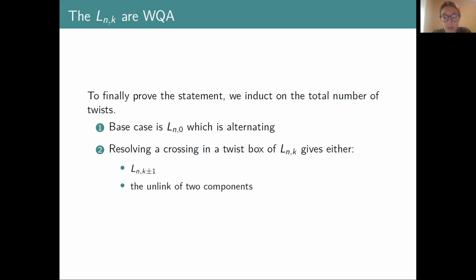And anytime I take my link L_n,k and resolve, if I do the 0 resolution, I get the unlink of 2 components. And if I do the infinity resolution, I reduce the number of crossings by 1, and depending on the sign of k, I've either added 1 or subtracted 1 from k, but I've made my knot simpler. And we're inducting on the total number of twists, so that takes us by induction into something we understand. So this is weakly quasi-alternating by the inductive hypothesis. And this we just know is weakly quasi-alternating. It is one of the base cases that we know that the unlink of 2 components is weakly quasi-alternating. So induction gives us the statement that we want.